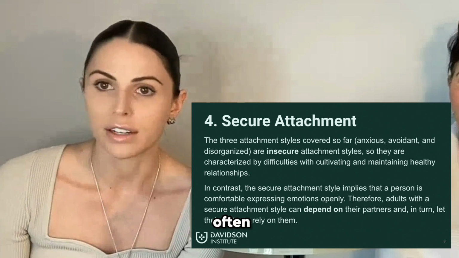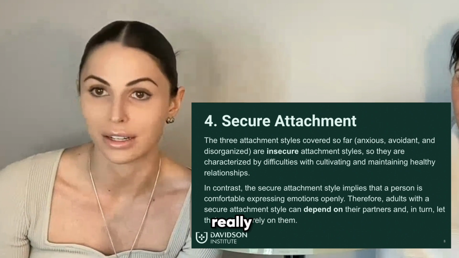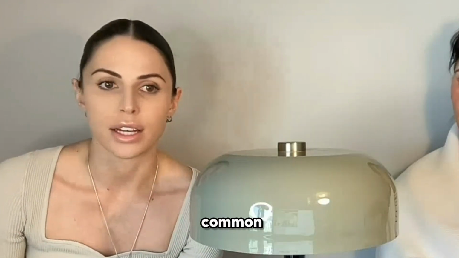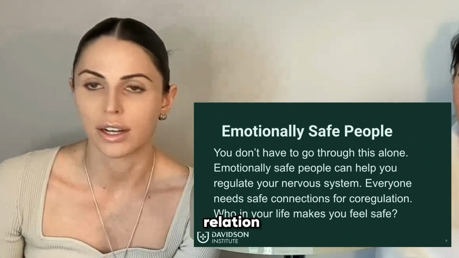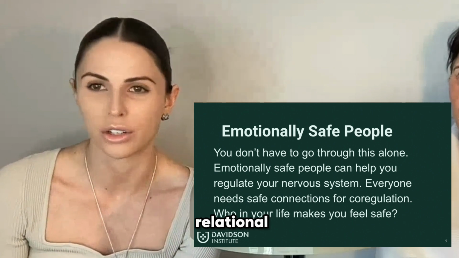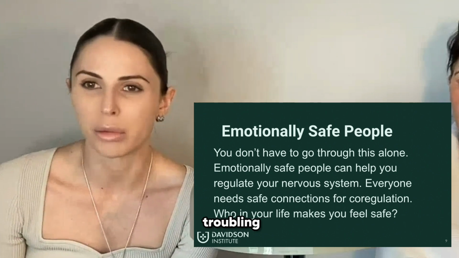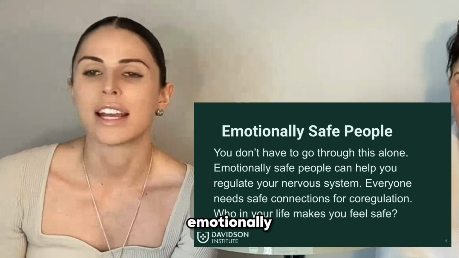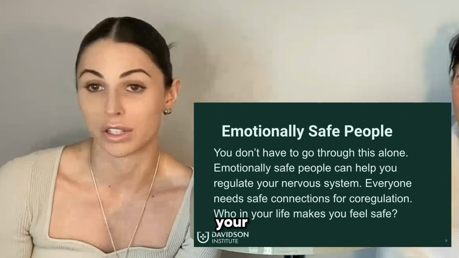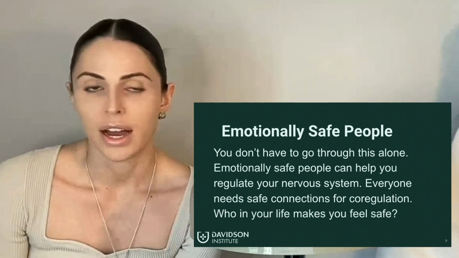And we often don't resolve what's going on with us before having children because life is really challenging. So these are all really common things, but it's really important to learn what an emotionally safe person is, because we heal in relation, and a lot of what we talk about is relational trauma. That's really the most common and most troubling type of trauma that we see. Emotionally safe people can help you regulate your nervous system, and everyone really needs safe connections for co-regulation.